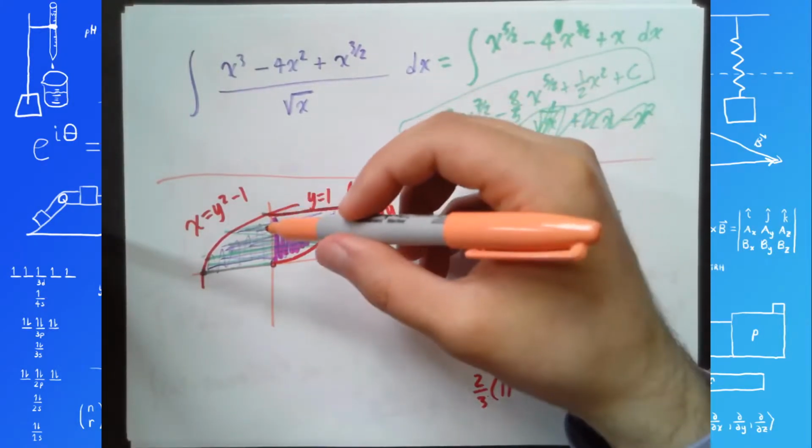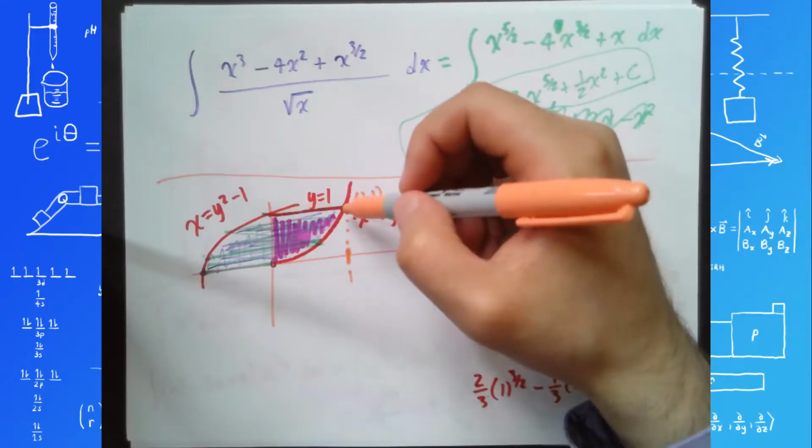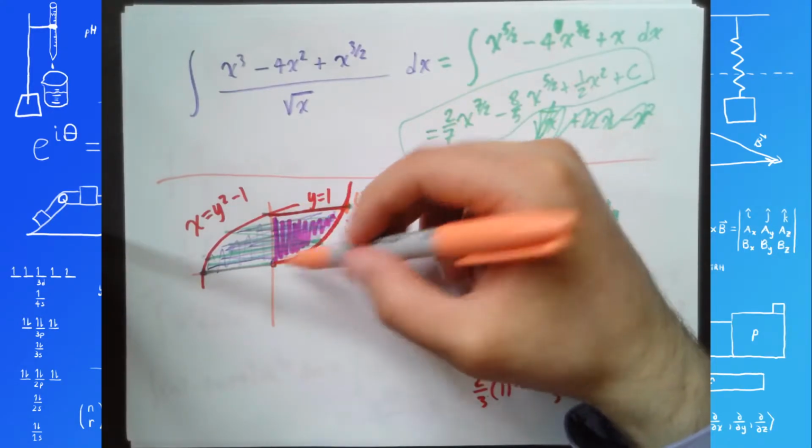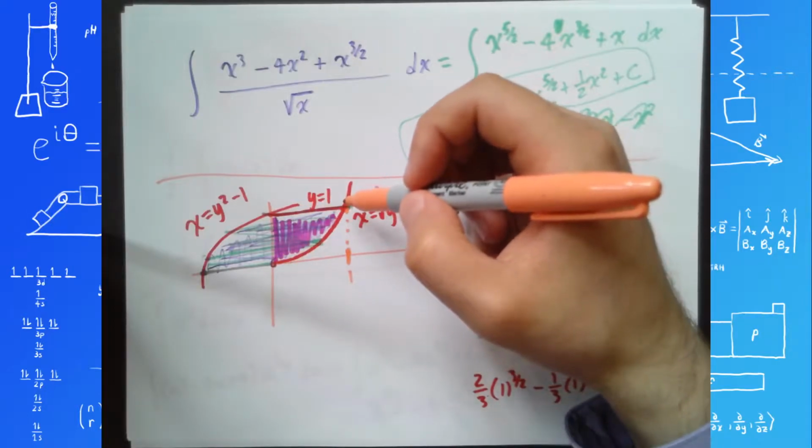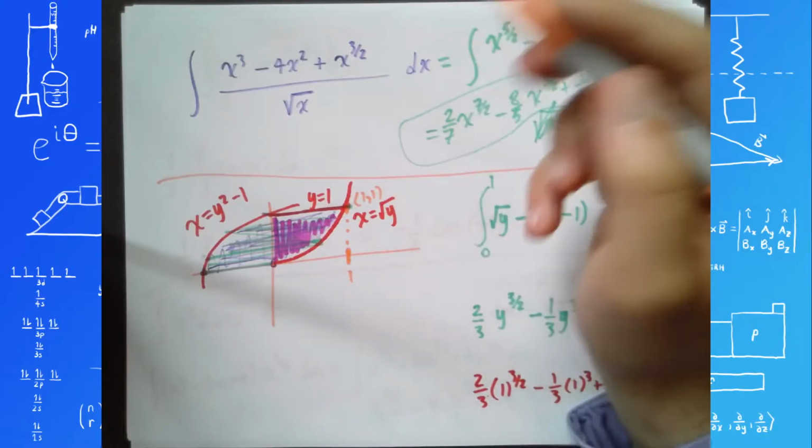But yeah, so it looks like the upper curve is going to be y equals 1 from 0 to 1. And then the lower curve is going to be x equals square root y, which can be rewritten as y equals x squared.